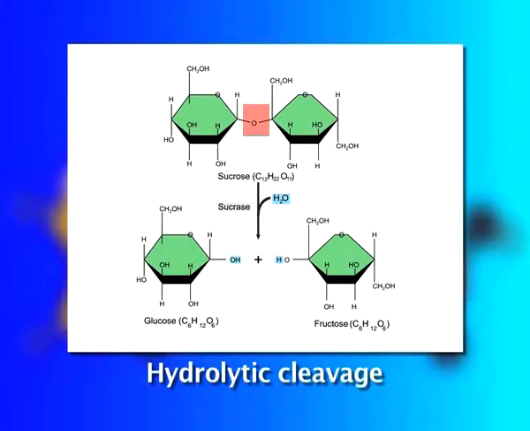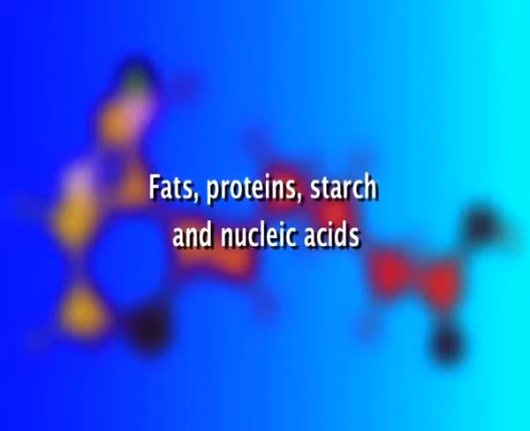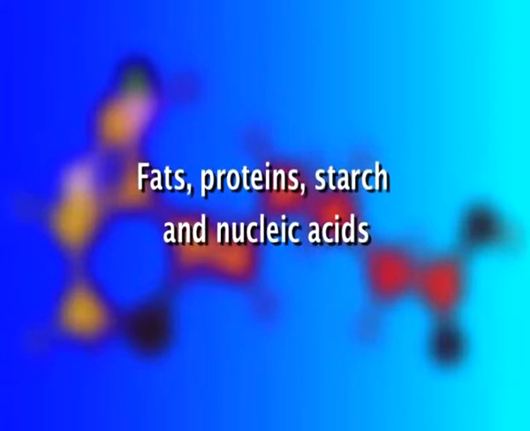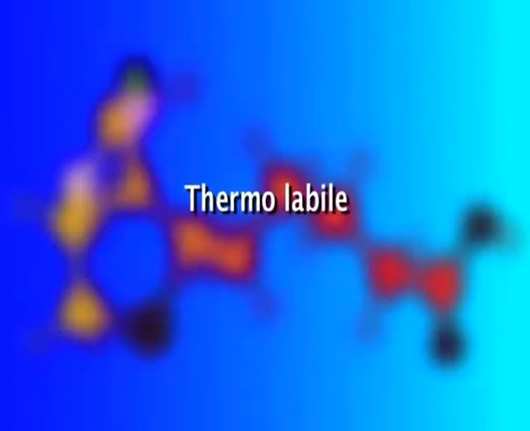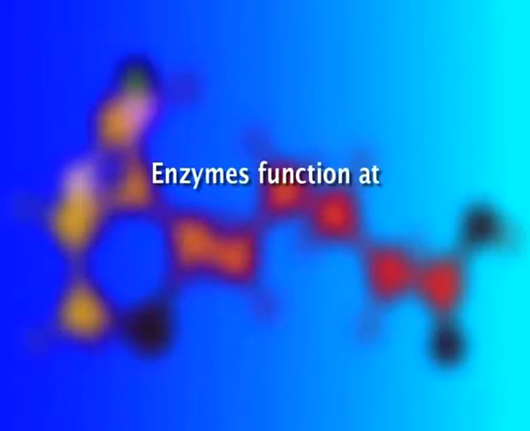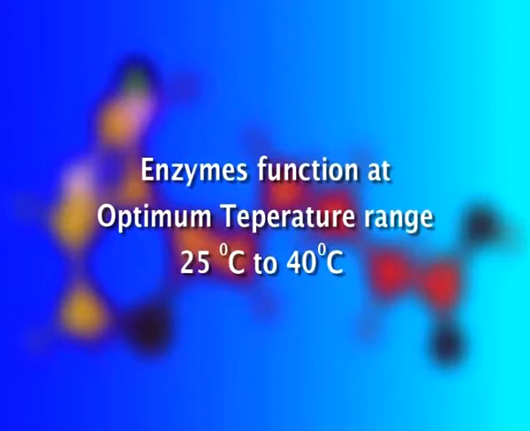On the other hand, some enzymes carry out irreversible reactions only in one direction, for example, hydrolytic enzymes catalyzing cleavage of bonds. In fact, large molecules such as fats, proteins, starch, and nucleic acids are synthesized by one enzyme and degraded by the other. Temperature sensitivity. The enzymes are sensitive to heat and hence are thermolabile. They function best at an optimum temperature range of 25 degrees Celsius to 40 degrees Celsius.